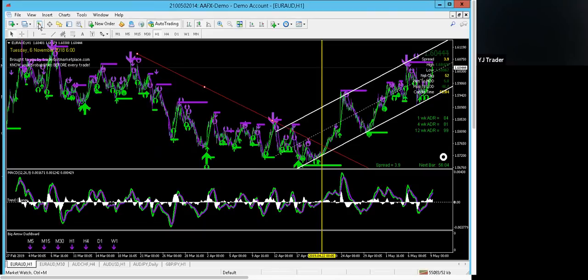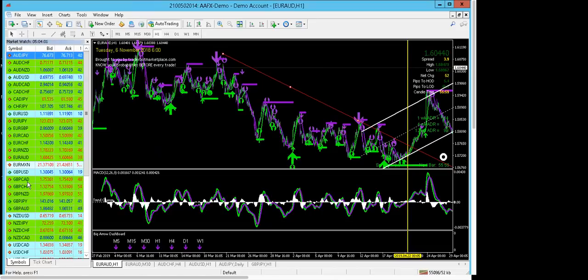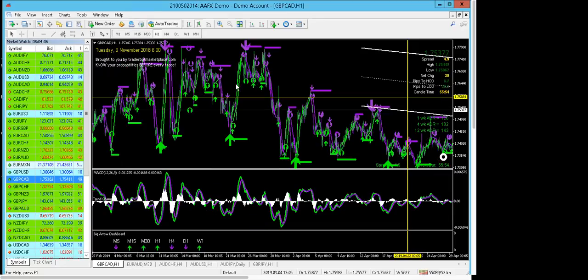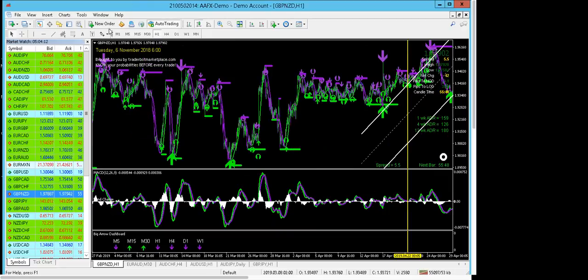Yeah. So let's pick a different pair. Let's pick a GBP pair because they move really nice. Do NZD. GBP NZD? Okay. You got it.